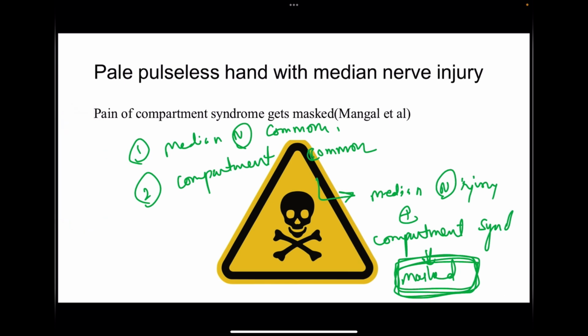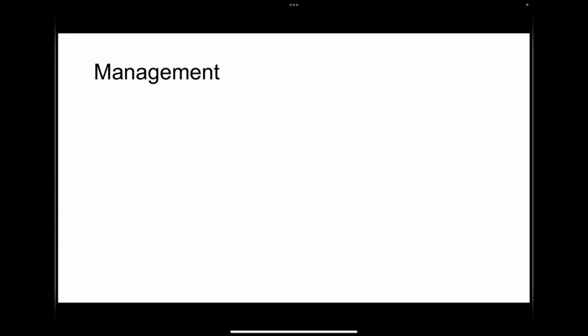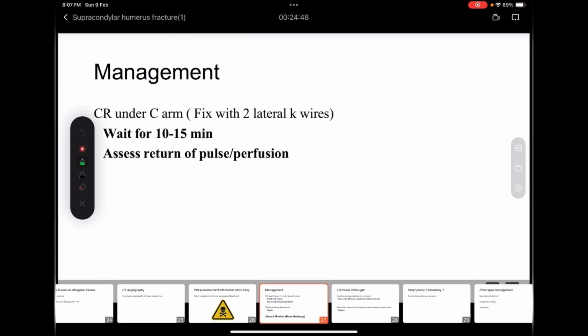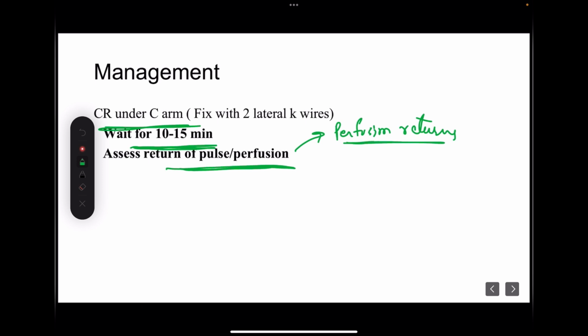So always be vigilant. Coming to the management part of a pulseless pale hand, we have to reduce the fracture under the C-arm. We have to fix it. Then we wait for 10 to 15 minutes and we assess for the return of either pulse or perfusion. If the perfusion returns, some surgeons do believe we should fix it. Then we observe the child for 48 hours for compartment syndrome or critical ischemia. We do not explore because perfusion has been established.